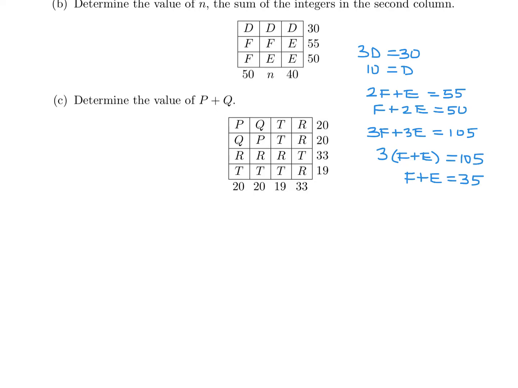I guess this one, that column, d plus f plus e is n. And d we got is 10, f plus e is 35, and therefore n will be equal to 45. So that takes care of part B.